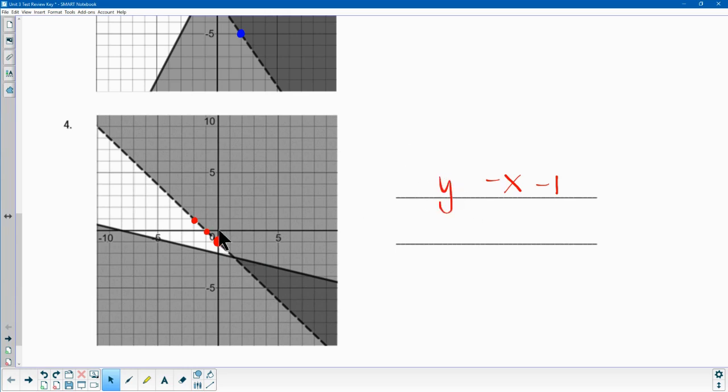And then I'm going to shade everything above it. So my y is greater than negative x minus 1.